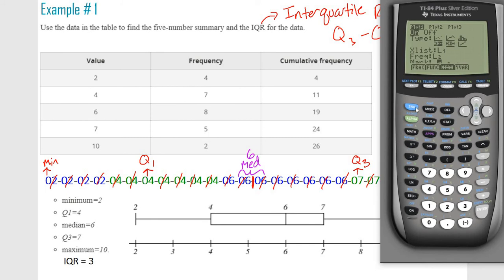What is going on? Zoom. Very weird. Zoom stat, so number 9. And that's going to zoom in on my box plot.